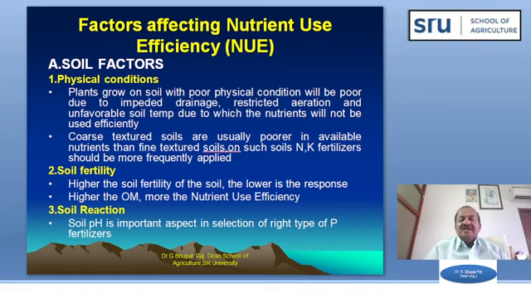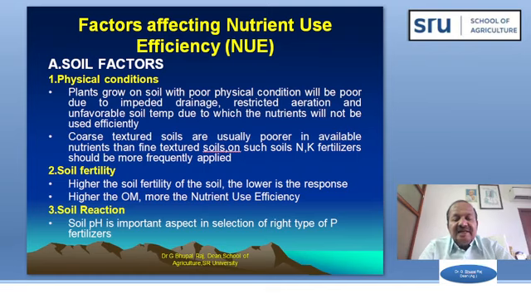So when there are physical constraints like hard pan formation, poor drainage, and poor drainage means restricted aeration will be there, and unfavorable soil temperature. All these soil physical conditions lead to poor availability of the nutrient, that is poor use efficiency. Coarse textured soils are usually poorer in available nutrients than fine textured soils. On such soils, nitrogen and potash fertilizers should be more frequently applied. So that means it depends upon the texture of the soil also. Coarse textured soils have poor availability.